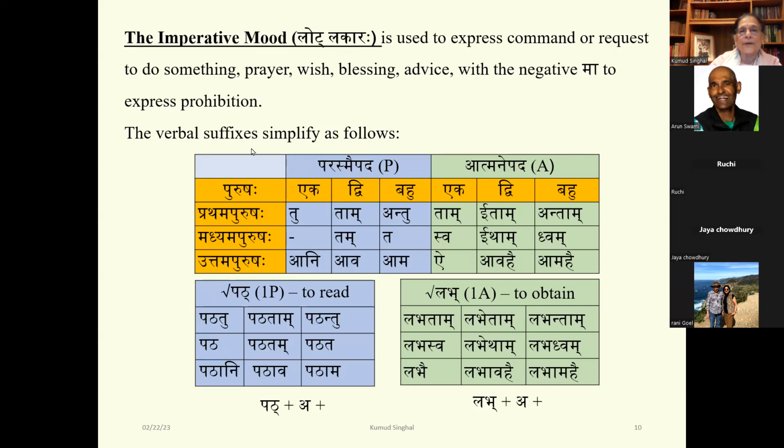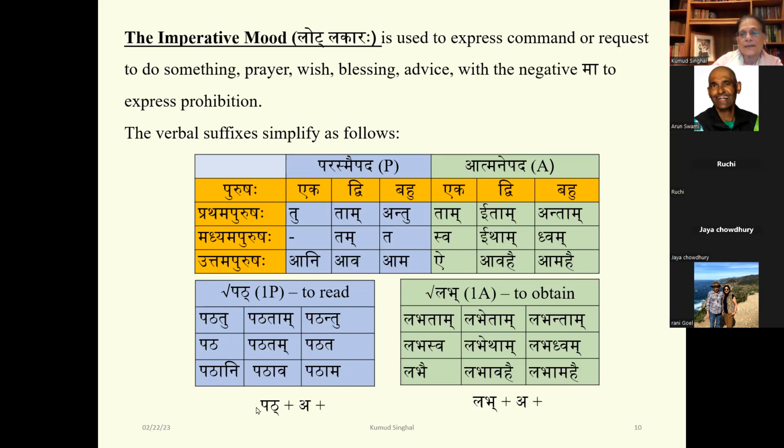So the verbal suffixes in Lot Lakara for the parasmai pada dhatu are simplified to tu, tam, antu. So the eka vachanam and bahu vachanam, you will see very often: bhavantu, astu, santu, right? Antu, ani, ava, ama. So the form will be patatu, patatam, patantu, patha, patatam, patata, patani, patava, patama.